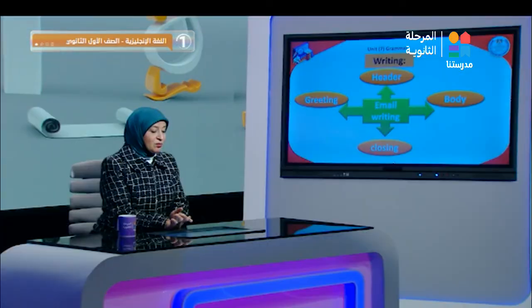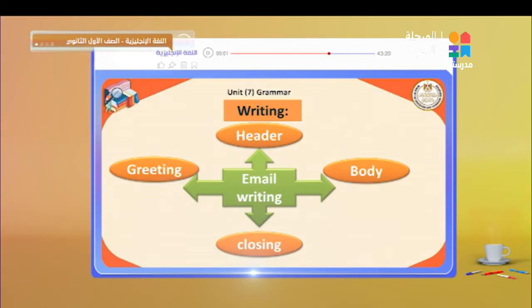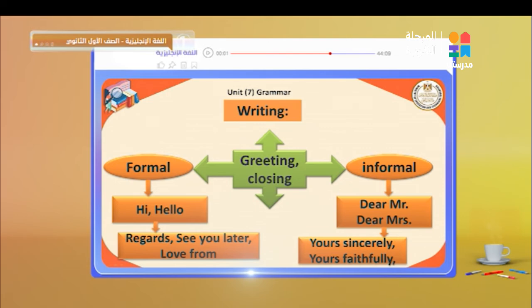Okay, so we finished talking about our grammar part. Let me remind you that we talked about must and mustn't, should and shouldn't, needn't, have to and have got to. And we said that must is a strong advice, and should is for advice. Here we have writing an email. I want every one of you to write an email, and as we said before, the email has 4 parts: header, a greeting, body, and the closing. Of course, the greeting and the closing could be formal or informal.